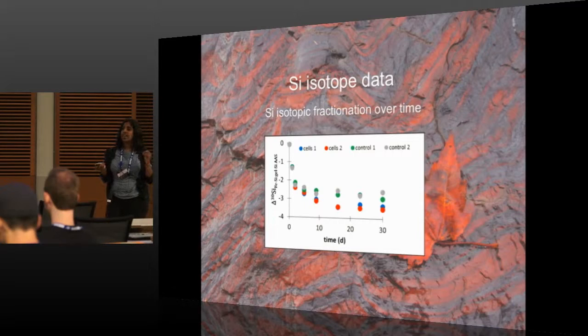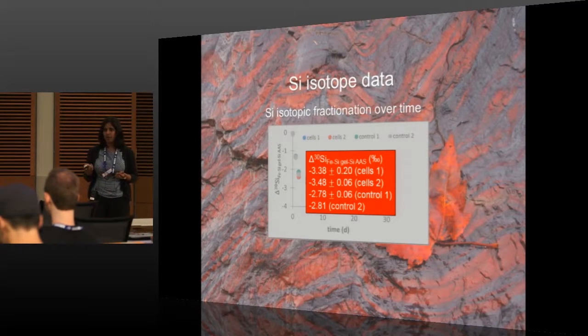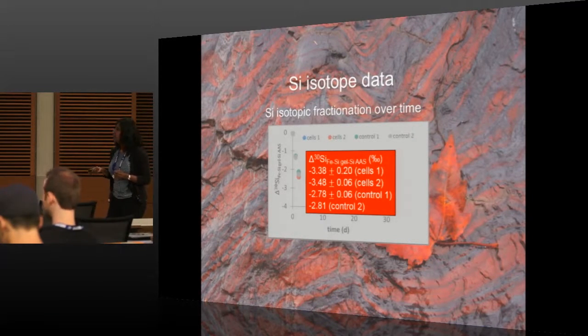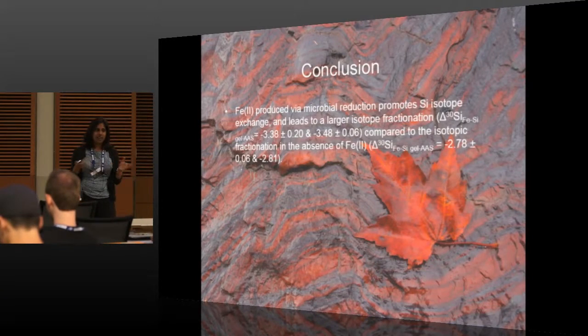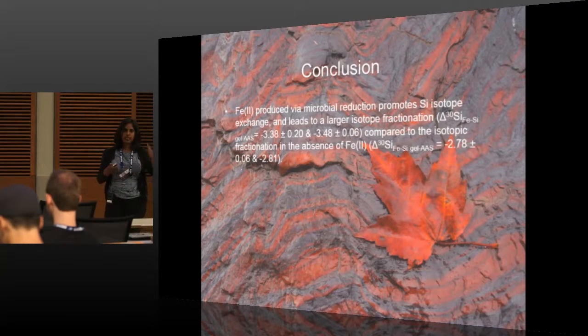With the aqueous and solid data for the silica isotopes, we can actually calculate the fractionation factor over time. And these are the numbers that I came up with. I'd like to point out that for the cell experiment, you see a larger fractionation factor as compared to the control experiment. And again, that is due to the presence of ferrous iron in the cell experiment and the absence of ferrous iron in the control experiment. Therefore, we can conclude that ferrous iron, when it's produced by reductive dissolution of this iron silica gel, causes a larger fractionation factor as compared to a vessel with no ferrous iron or minimal ferrous iron.